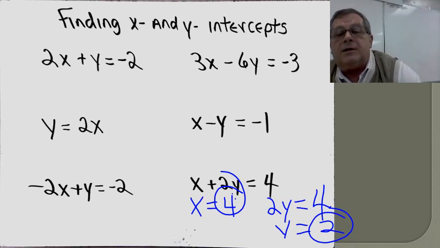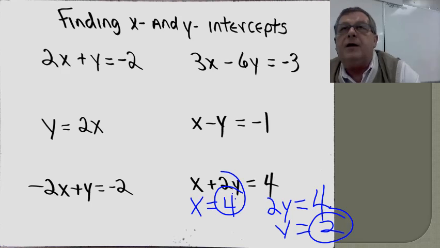Now, what we're going to learn is once we have these 2 points right here, an x-intercept and a y-intercept, we can graph the equation on a coordinate plane. We'll take that up at a later time.